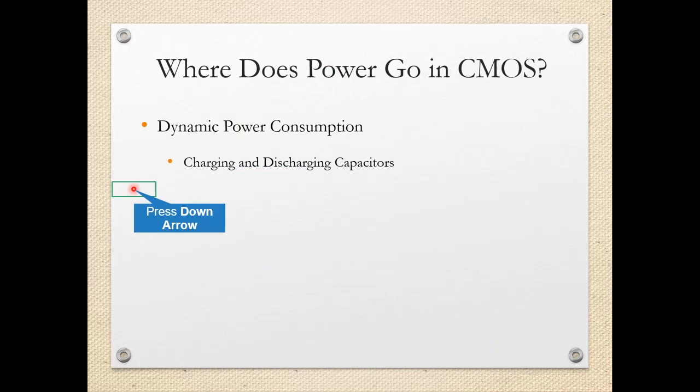So where does this power go in CMOS? We have just now seen how the power is consumed, but that is not the total power which is consumed. That is only called the dynamic power consumption. That is, during the charging and discharging of the capacitor, whatever power is consumed is nothing but the dynamic power. Now we will see the details of other ways by which the power gets consumed.